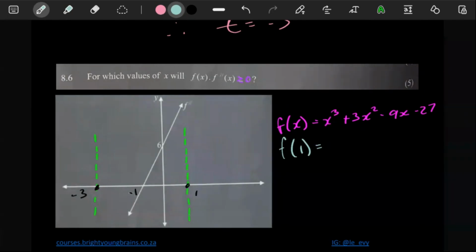So if you throw +1 wherever x is, right, let's see what you're gonna get. 1, if you cube it, it's 1 cubed plus 3 times 1 squared, -9 times 1, and -27. So this is going to give you -32, right? And then the other one, what's the other x value? -3, right? So you're going to put -3 in each place. So that one is going to be a 0.